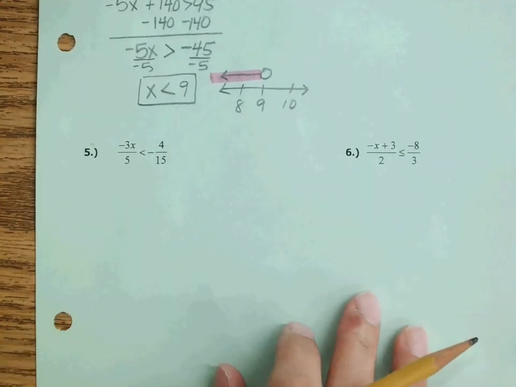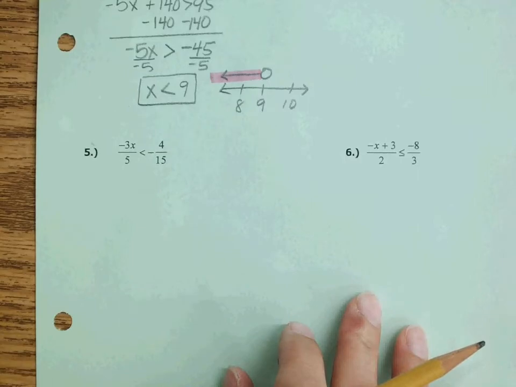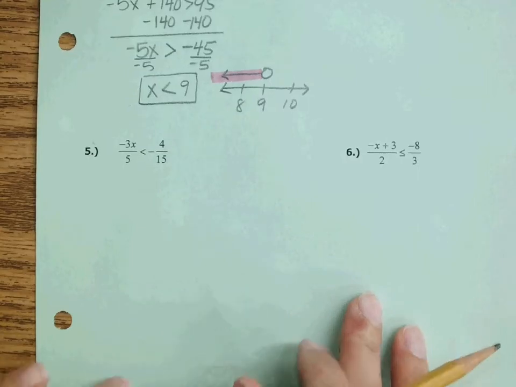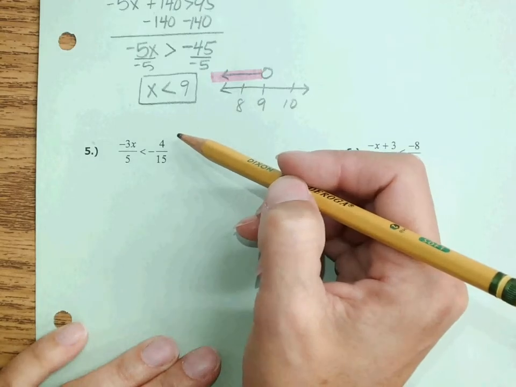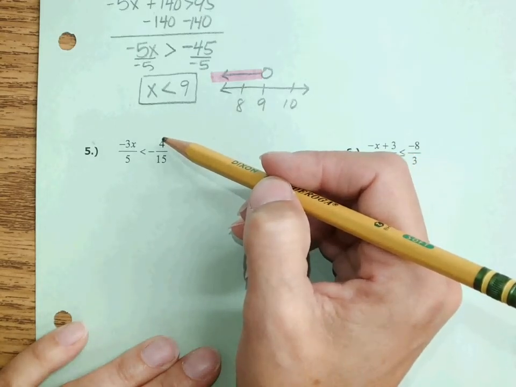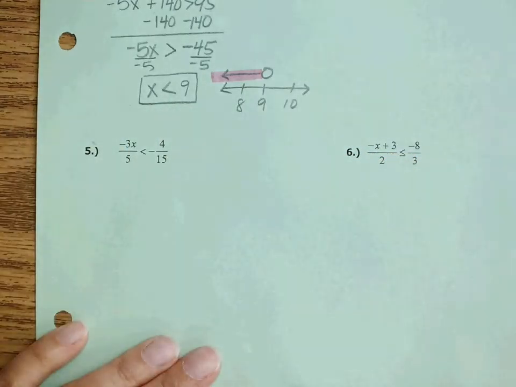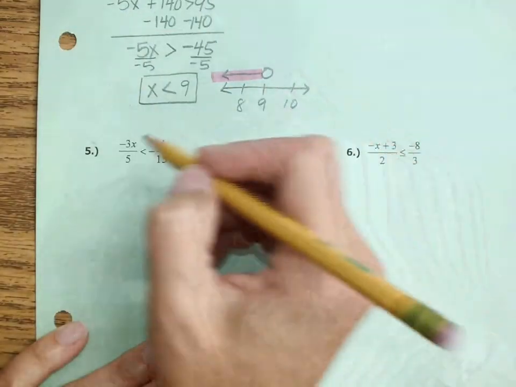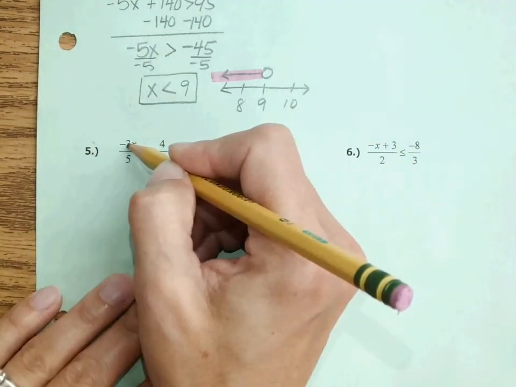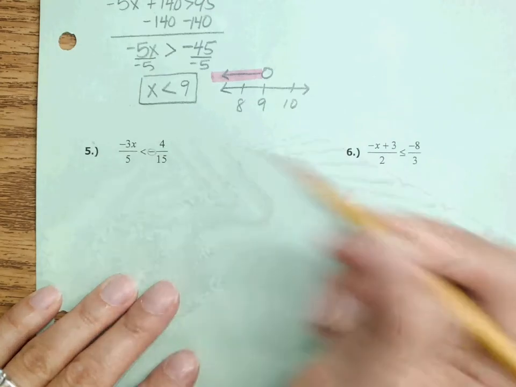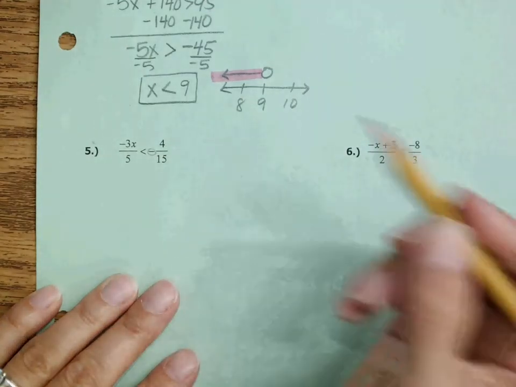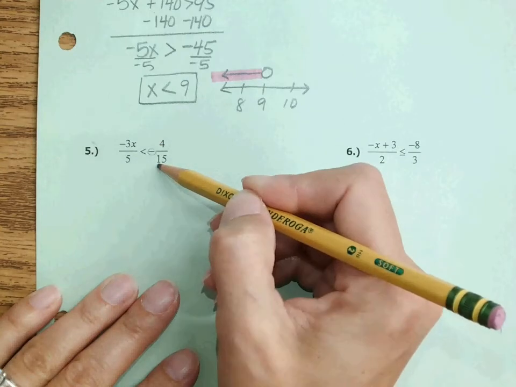So for number 5, looking at this problem, this is a proportion. So even though it's not an equal sign, it's an inequality, we're going to solve it the same strategies with that proportion. So we're going to start by cross multiplying. So when I cross multiply, I have negative 3, and then I have this negative out front. Remember, it's one negative, so you assign it to either the numerator or the denominator.